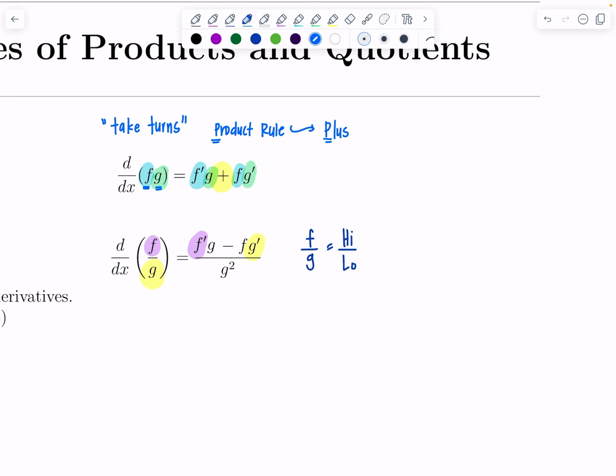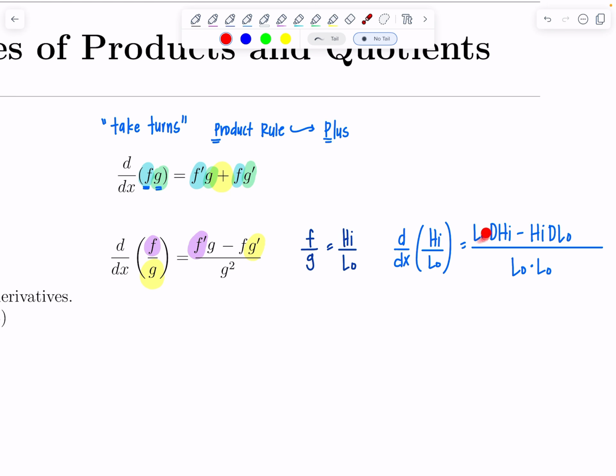Okay, so if we're taking the derivative of high over low, here's the song. Are you ready? It goes low d high minus high d low over low low. I'll recite it a little better right now. I was just writing it.